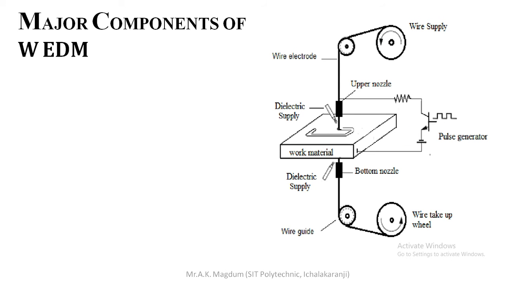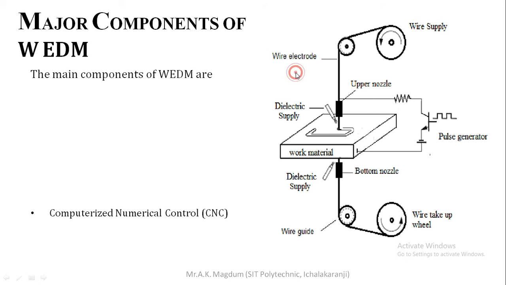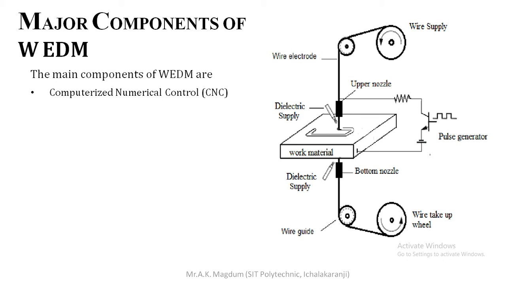Next, major components of the wire EDM process. This image shows the various components like wire supply, wire electrode, upper nozzle, dielectric supply, pulse generator, bottom nozzle, dielectric supply, wire guide, wire take-up wheel. There are various components, but the major components are: first of all, the computerized numerical control, in short CNC. Second is the power supply. Third is the mechanical section. And the last is the dielectric supply. These four are the major components of the wire EDM process. We will discuss them in the next slide one by one.